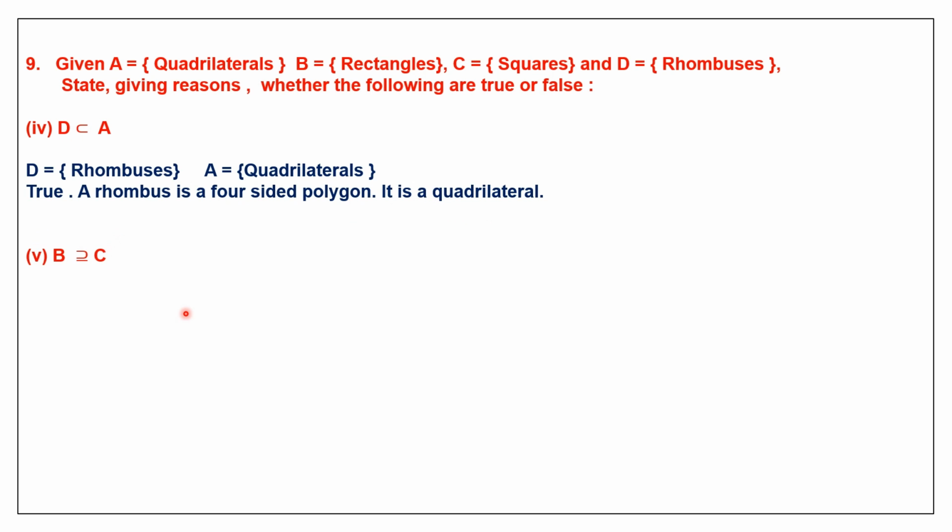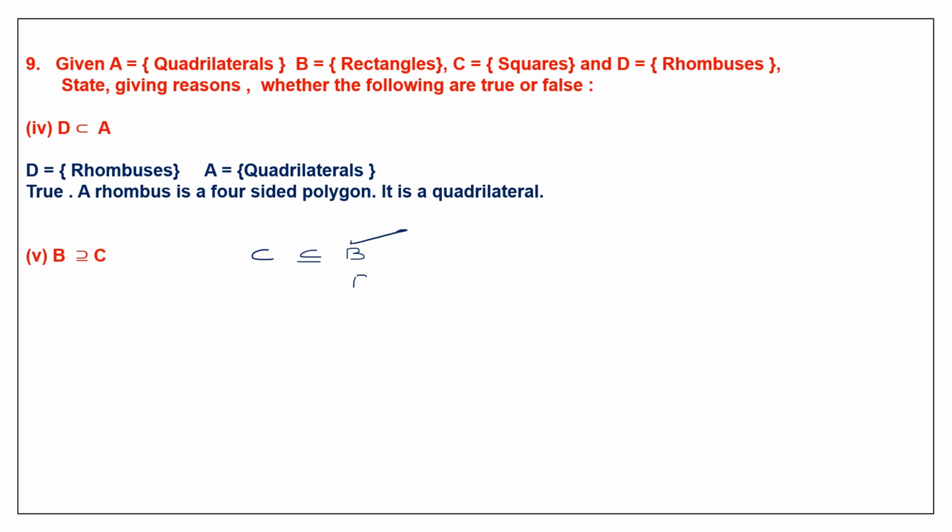The next question, how do we read this? We say B is a superset of C. So B is the superset of C. So what does this mean? That is, if C is a subset of B, then B is called the superset. Now we normally say C is the subset of B, isn't it? In this case, B becomes the superset.